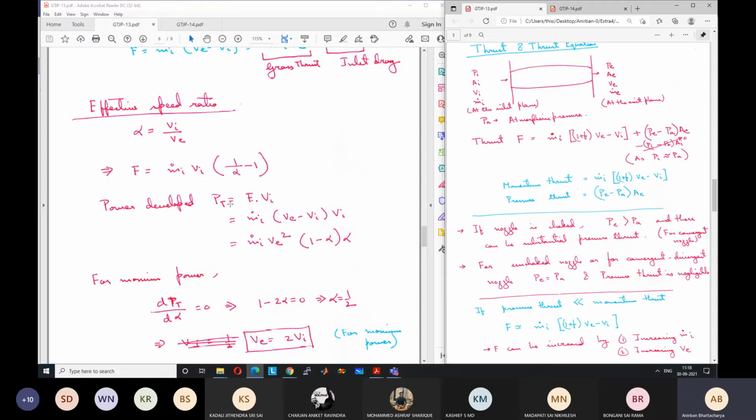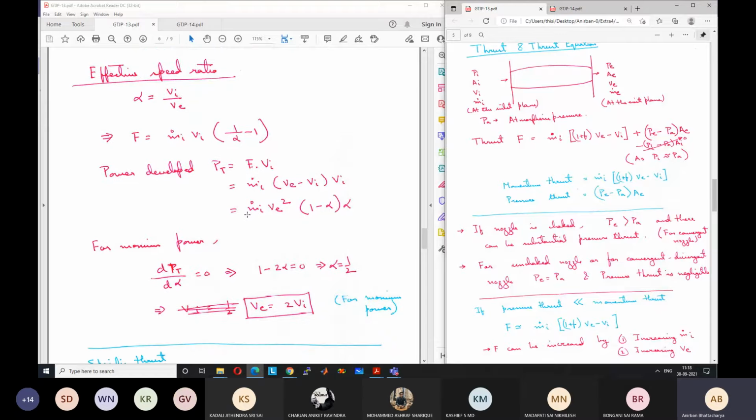Anyway, the power developed is m dot_a V squared alpha (1 minus alpha), in terms of alpha. If we assume a given exhaust velocity V, we can find at what condition the maximum power occurs. If we take the derivative of this power with respect to alpha and equate it to 0, we can find out for what value of alpha we get the maximum power, given a fixed exit velocity.